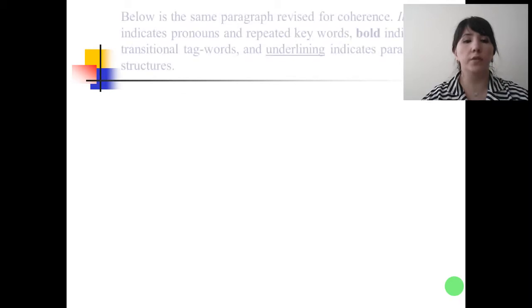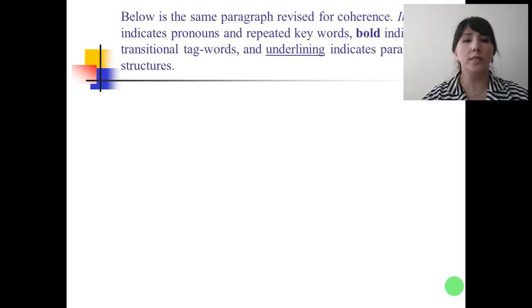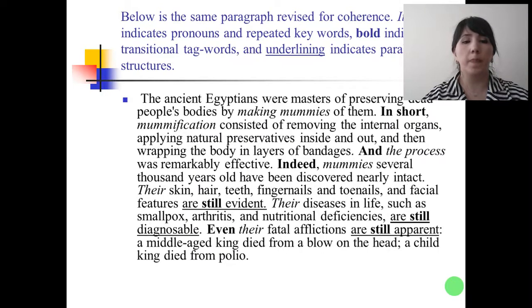Below is the same paragraph revised for coherence. Italics indicates pronouns and repeated keywords. Bold indicates transitional tag words, and underlining indicates parallel structures. You can see from the text. Is it clear? Let's move on to the next.